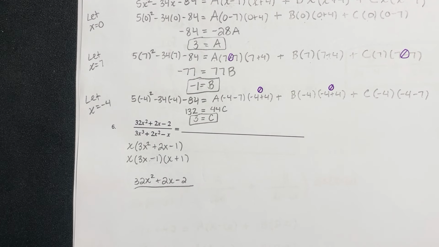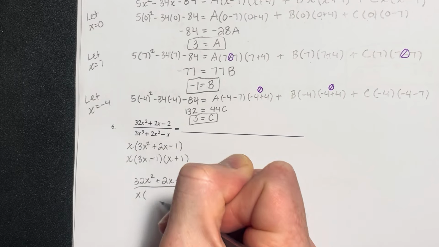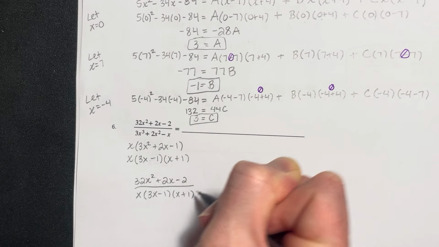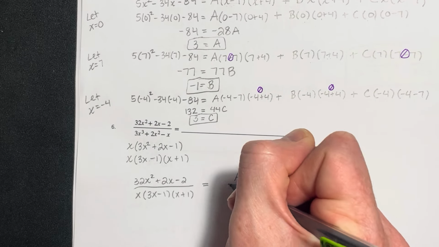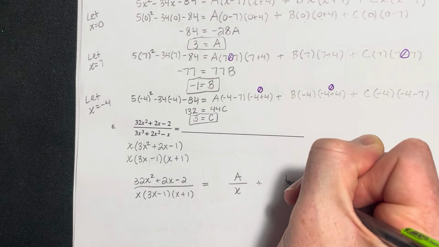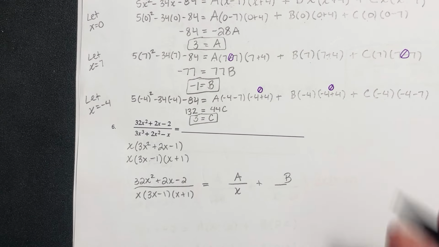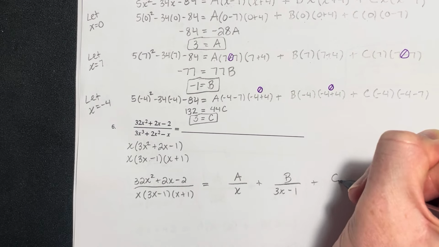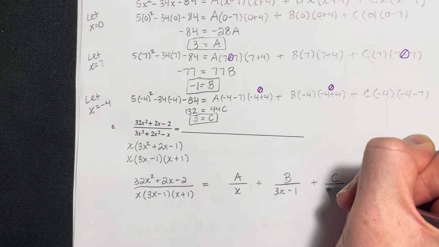So we have 32x squared plus 2x minus 2 over the denominator, which is x times 3x minus 1 times x plus 1. So we set up our partial fractions. One of those partial fractions would be a over x. Another would be b over 3x minus 1. And then c over x plus 1.